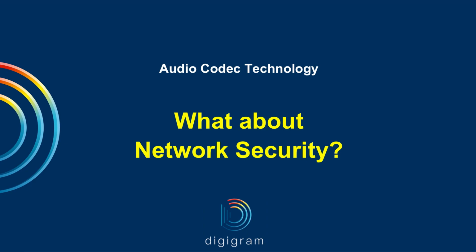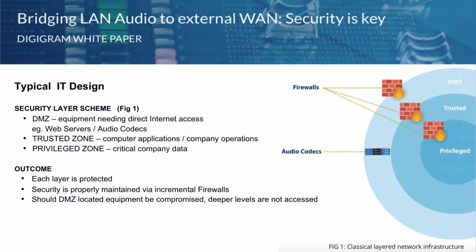What about network security? Because that comes up. If we're doing audio over a network and we have a local network with Dante on it or AES67, and we're connecting that to the internet, we don't want our codec to be a breach. So typically we would set up a network that looks something like this, where our codecs are somewhere out on the outer firewall, the DMZ layer. Each layer is protected if we have trusted and privileged information further in the network. And security is properly maintained via these incremental firewalls. And, should the DMZ located equipment be compromised, deeper levels are not accessed.